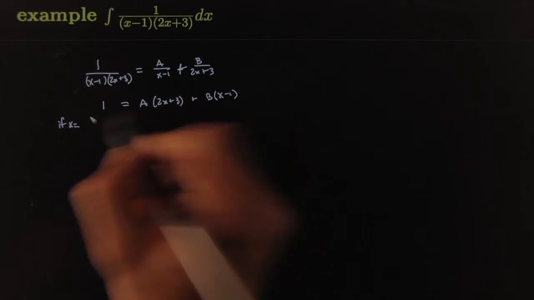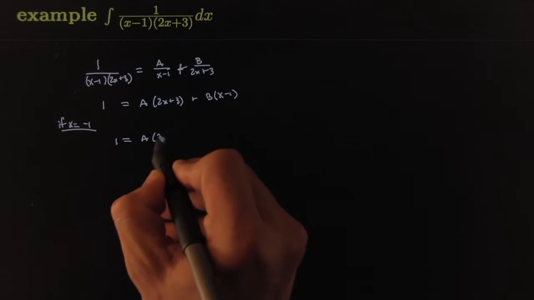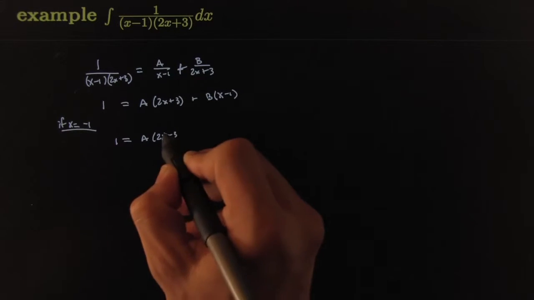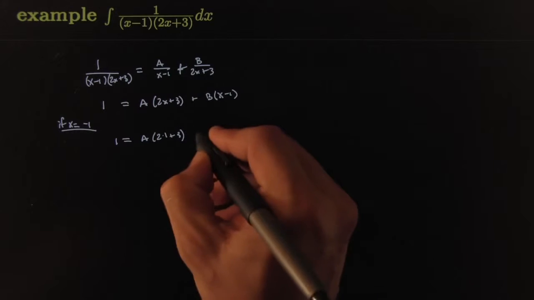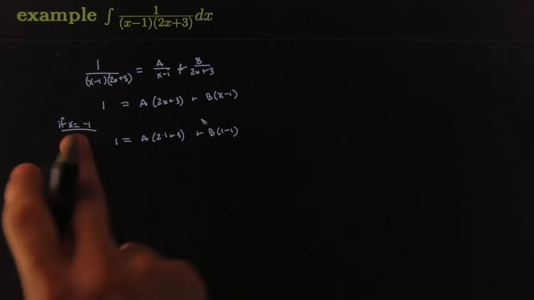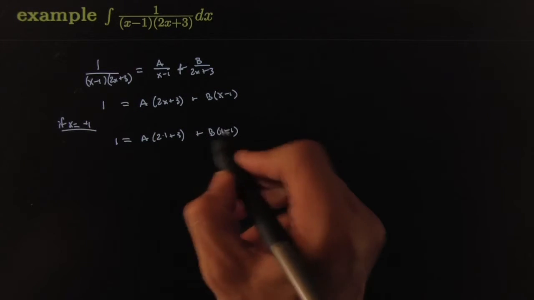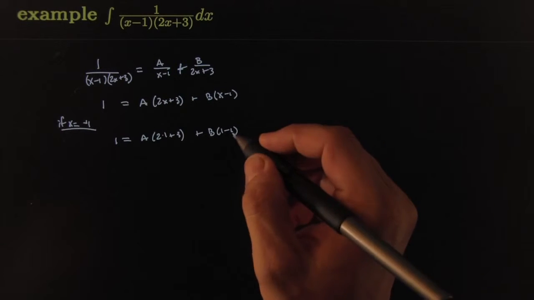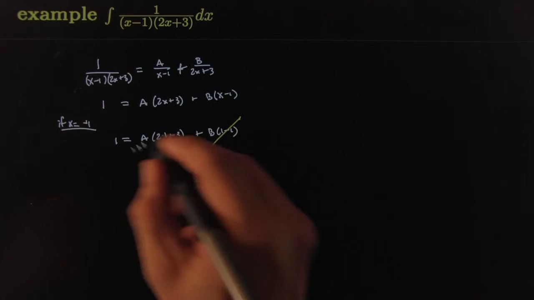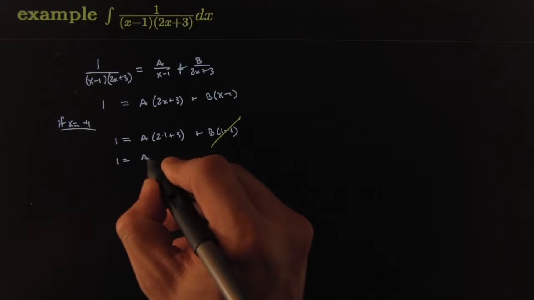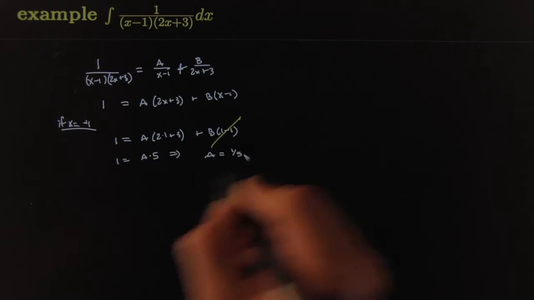If x is equal to anything, I'm going to pick 1, this statement should still be true. So this will give you 1 is equal to a times (2x plus 3). Well, it would be actually 2 times, not x, but 1, plus 3, plus b times (1 minus 1). This would go to 0. That's why I chose x to be equal to 1, so that I could kill this piece right here. That goes to 0, and now we're back with 1 is equal to a times 5, implying of course that a should be equal to 1/5.